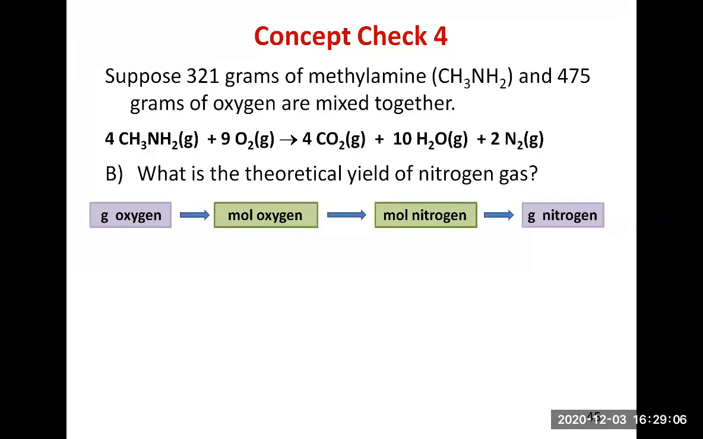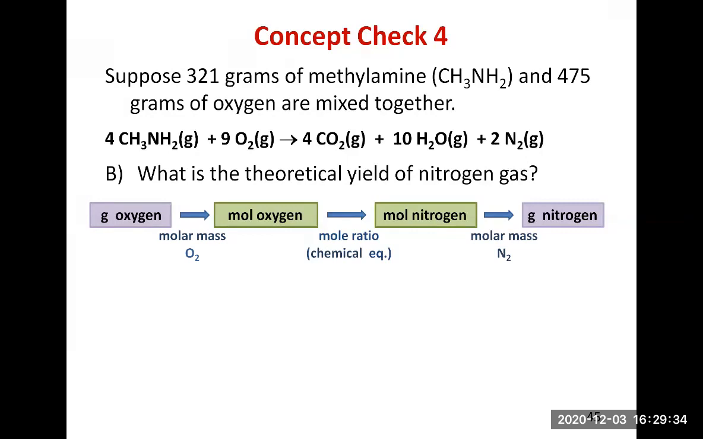So the quantities we will need are the molar mass of oxygen to change the grams to moles of oxygen. Then the mole ratio between oxygen and nitrogen, and that's given by the chemical equation coefficient. And then once we have the moles of nitrogen, we can go back to grams of nitrogen using the molar mass of nitrogen, the nitrogen gas, N2 molecule.